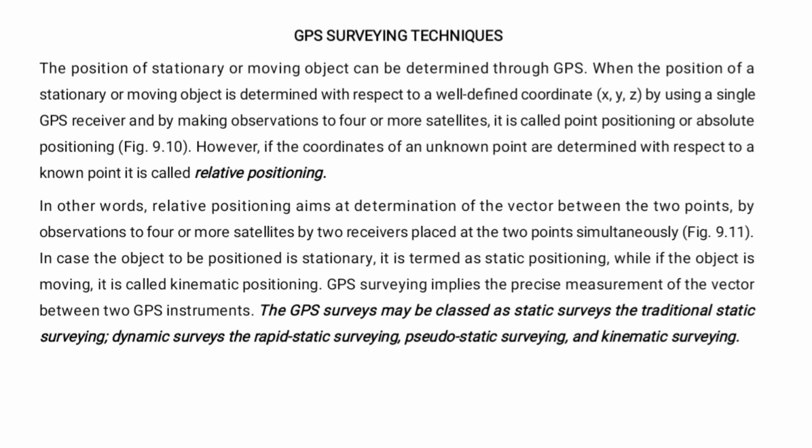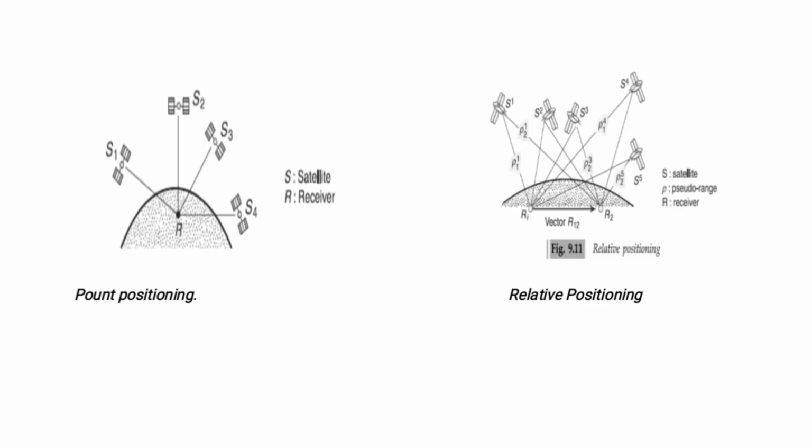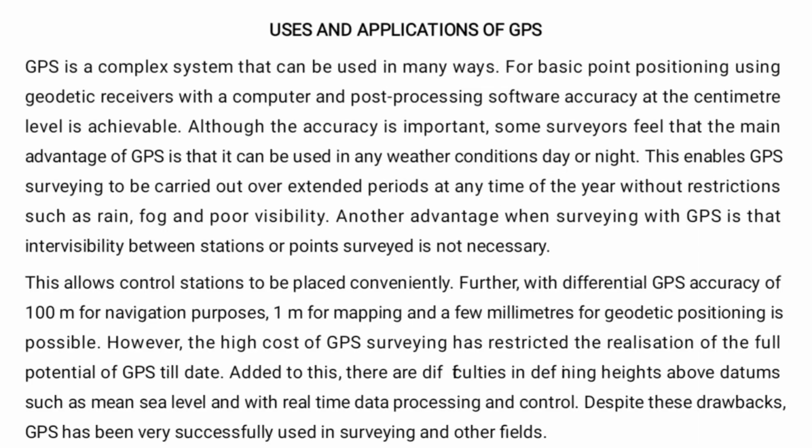The GPS surveys may be classified as static surveys, the traditional static surveying, dynamic surveys, rapid static surveying, pseudo-static surveying, and kinematic surveying. This is the point positioning, relative positioning of the satellite. S is a satellite, R is a receiver, and P is the pseudo range. So, relative positioning and point positioning.